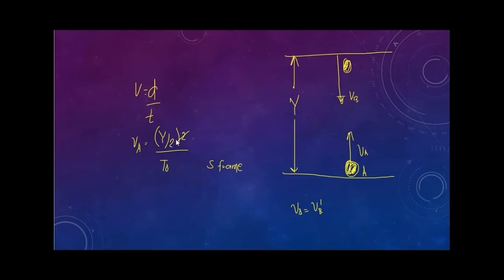So we can now cancel out 2. We now have VA equivalent to y over proper time T naught. So that's our velocity for A. Then you can also express the proper time in terms of VA. So the proper time is equivalent to y divided by VA. So that is our equation based on S frame.